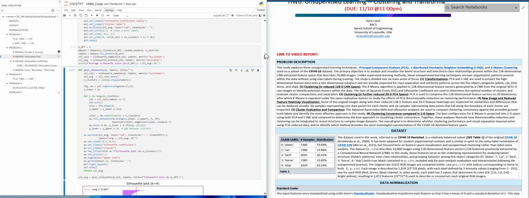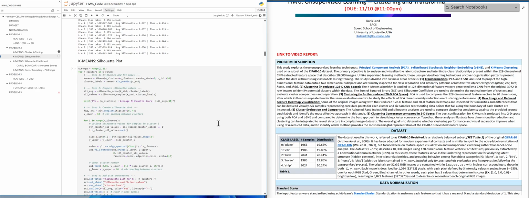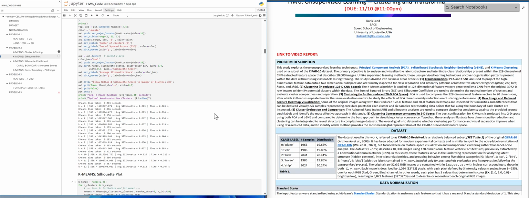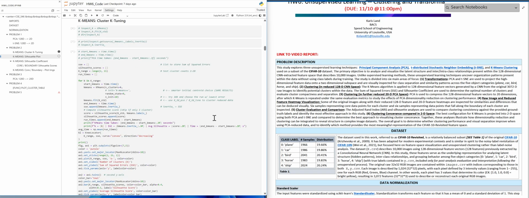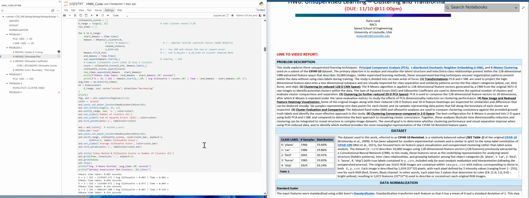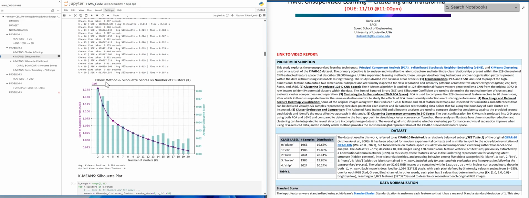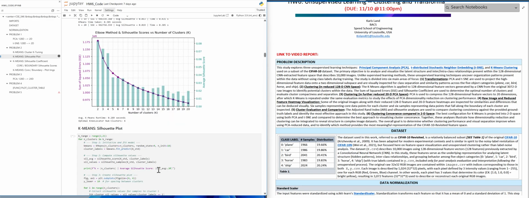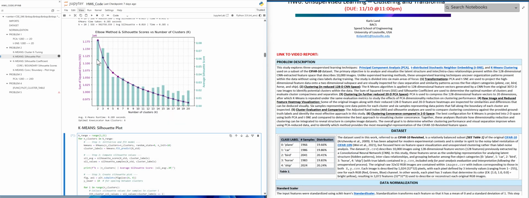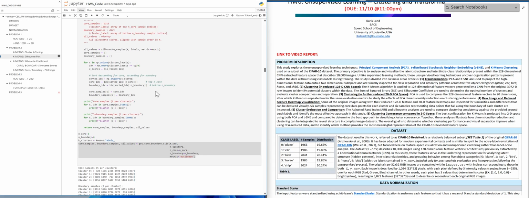where we're doing our cluster tuning pretty much, the k-means, and we're running through getting our silhouette scores and fitting the k-means to the data, and then plotting. Okay, so plotting the elbow method here and the silhouette scores. And then down here we get to the silhouette plots, which I ran for all of them just to see what they look like.